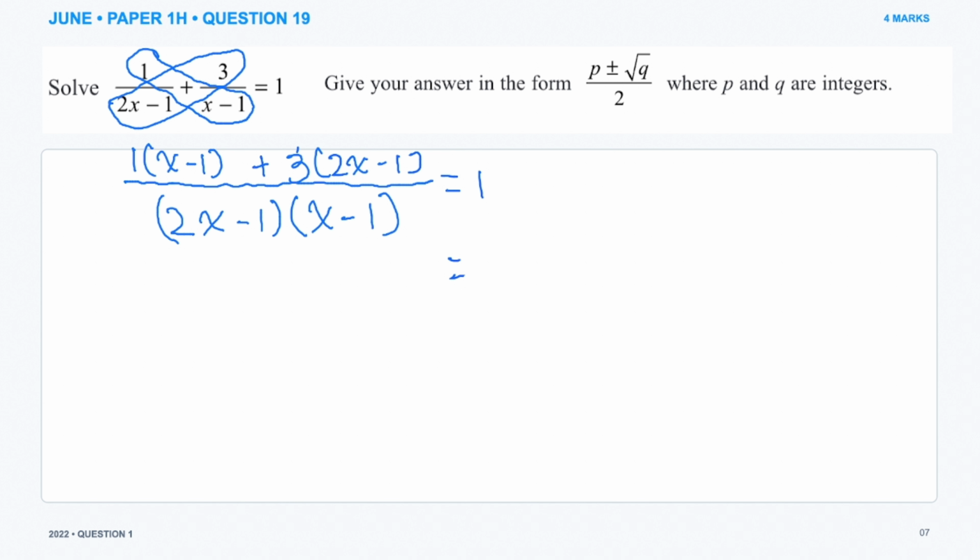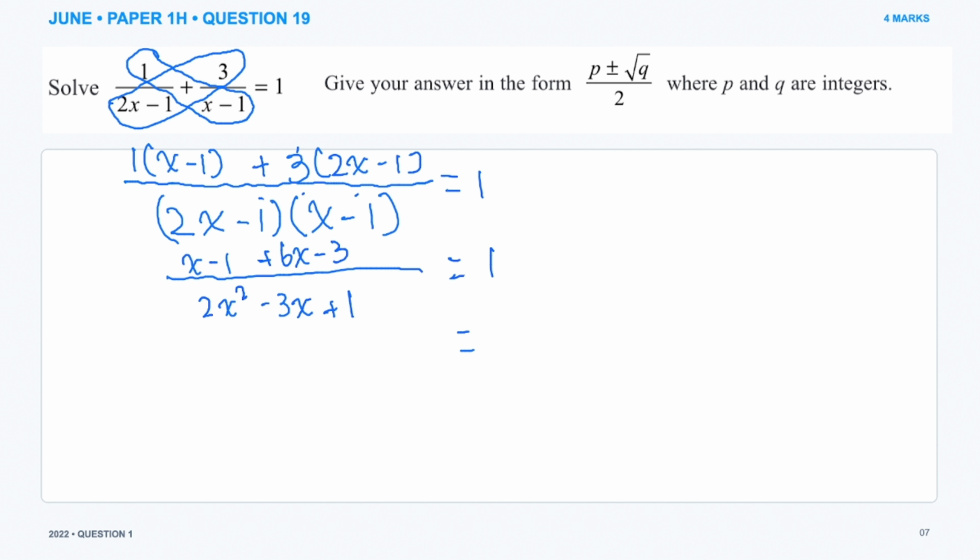So we're going to expand both the numerator and denominator next. For the numerator, it's a very simple one. It's just x minus 1 plus 6x minus 3. And our denominator, it will be a quadratic. It will be 2x squared. So we have minus x here and minus 2x to make minus 3x. And minus 1 times minus 1 makes positive 1 because 2 negatives make a positive. And that's equal to 1.